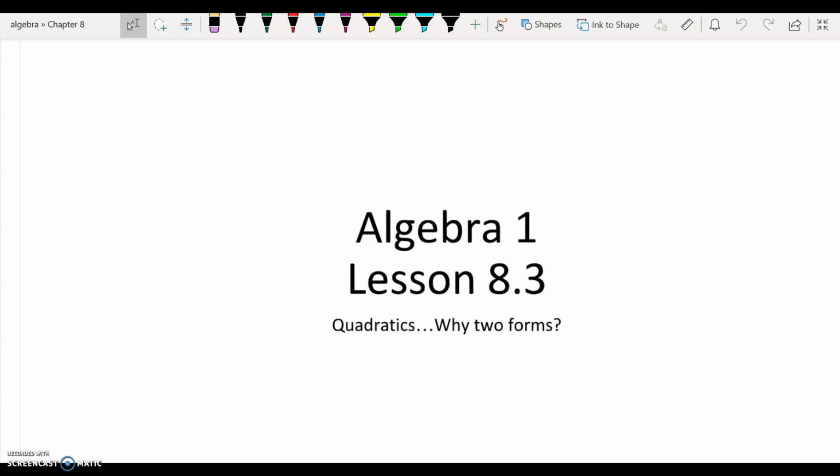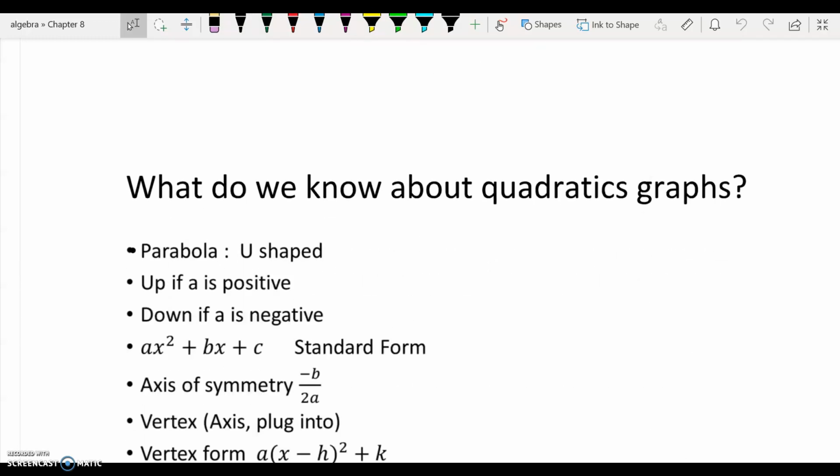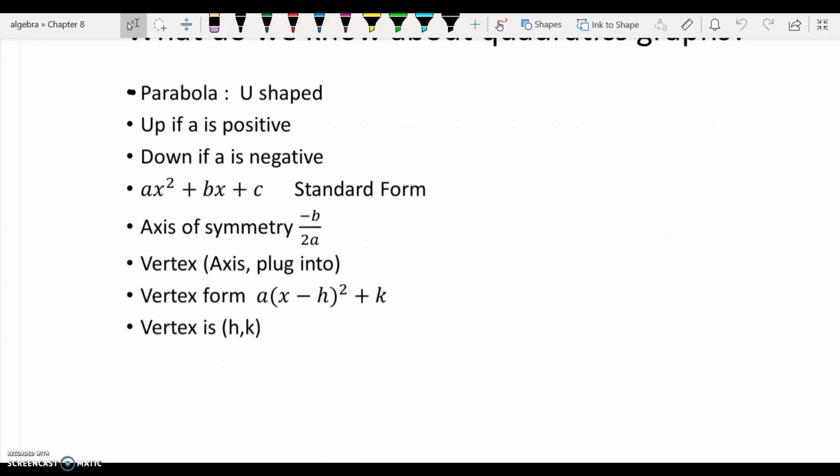So today's lesson is Algebra 1, Lesson 8.3, Quadratics in Two Forms. So far we've done standard form and vertex form. The question is, why are we doing two forms? Well, what do we know about quadratics and their graphs? The first thing we know is a parabola. That means it's going to have that U shape, up if a is positive, down if a is negative. We've done all this before.